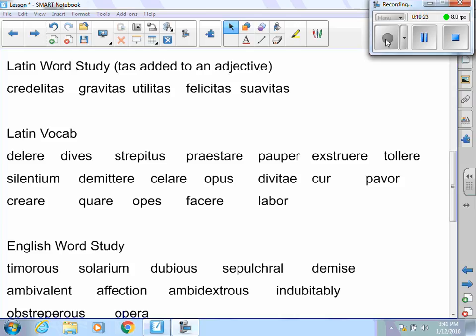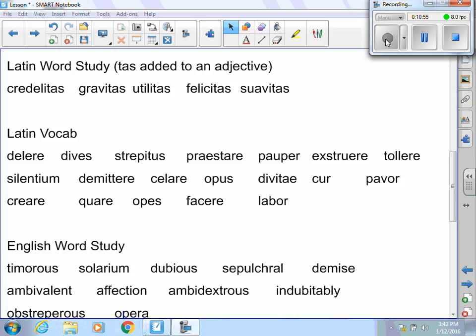You can also make it a noun. So if you create something using TAS, you basically are turning it into a noun. You'll get credulitas, and then your gender. From gravis, we get gravitas. Again, full of weight, turns it into a noun. So if I have gravitas, I have seriousness. If I have utilitas, same thing. I took utilis, which means useful, full of usefulness.